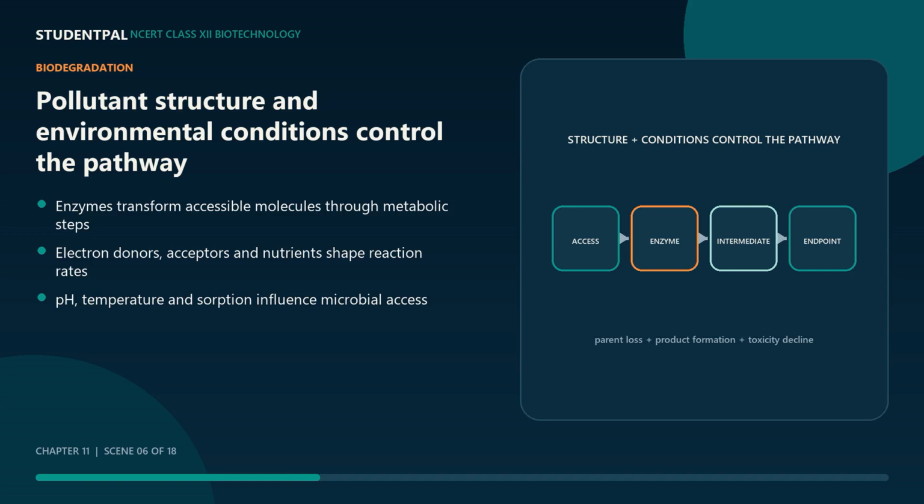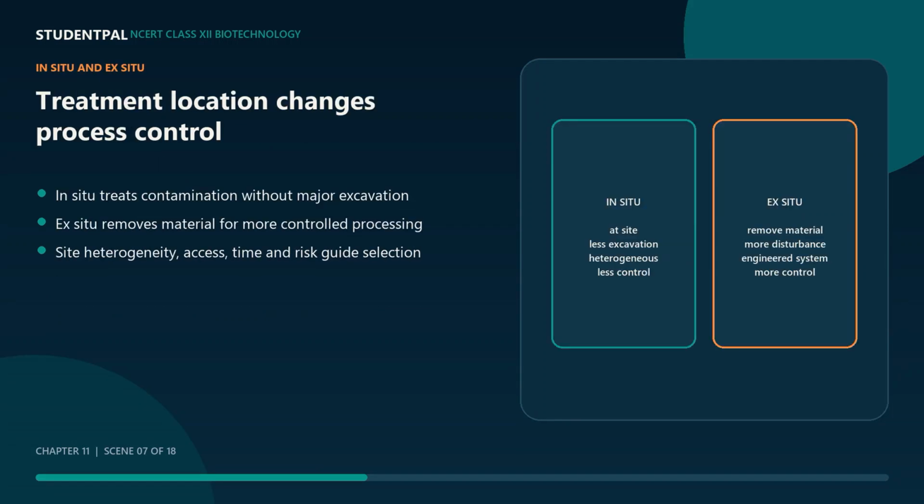Evidence therefore includes loss of the parent, formation and later loss of expected intermediates, changes in electron acceptors or products, microbial activity, and reduced toxicity. In-situ remediation treats soil or groundwater at the contaminated location. It can reduce excavation, transport, and worker exposure, but subsurface heterogeneity may prevent nutrients, oxygen, or organisms from reaching every contaminated zone. Monitoring is difficult when pollutant plumes move.